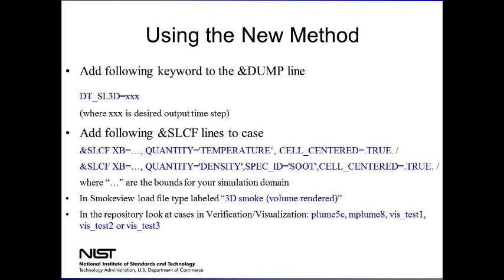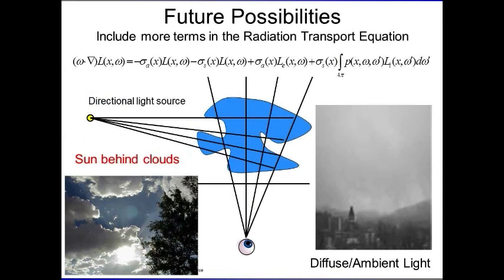These are just some of the details of how you use it. Basically, I'm not using any new data formats from FDS. I'm using the 3D slice file to get the data I need to do the visualization. This just shows some examples of how I might extend this method to consider more interactions with light and the smoke. And this just shows for clouds how scattering can make a difference in how things look.